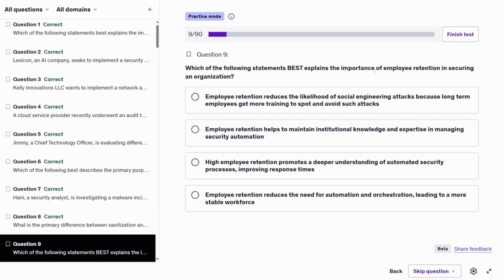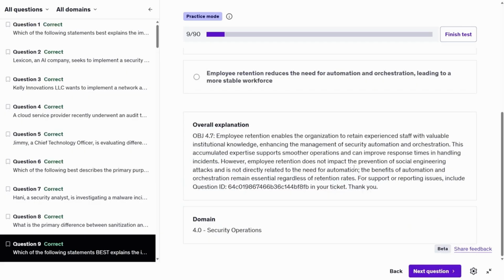Which of the following statements best explains the importance of employee retention in securing an organization? The correct answer is B. Employee retention helps to maintain institutional knowledge and expertise in managing security automation. Employee retention enables the organization to retain experienced staff with valuable institutional knowledge, enhancing the management of security automation and orchestration. This accumulated expertise supports smoother operations and can improve response times in handling incidents.